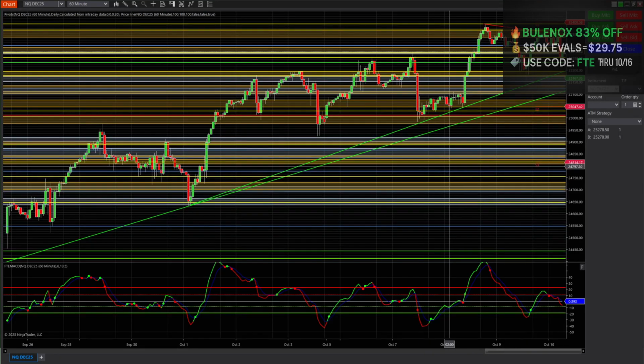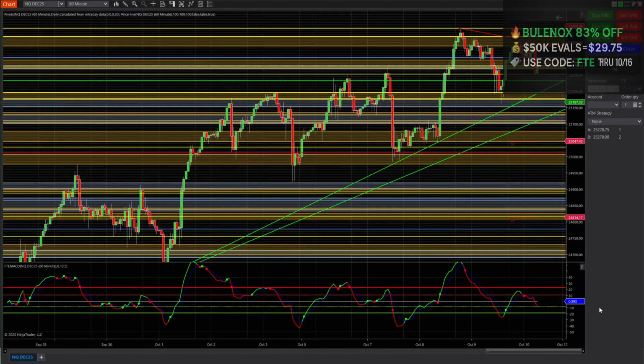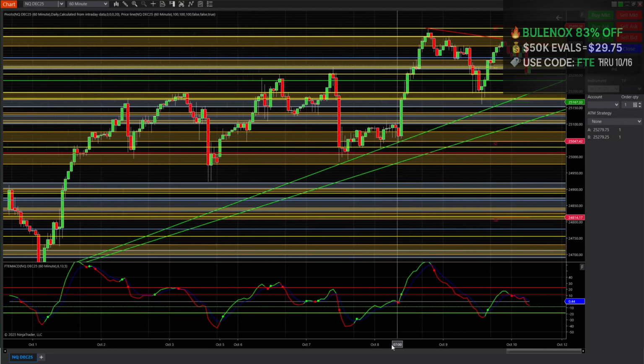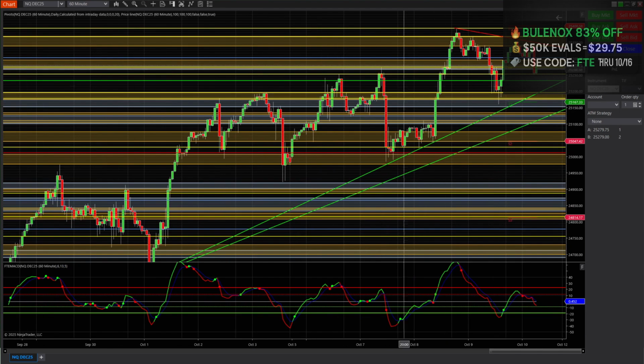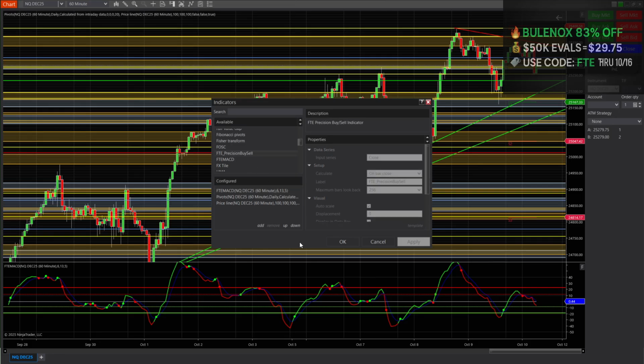We're going to be looking here at the 60-minute, 1-hour chart. Let's make this a little bigger and see. We've had some pretty good drives to the upside. Need to come back in here and add this buy sell indicator that I took off real quick.